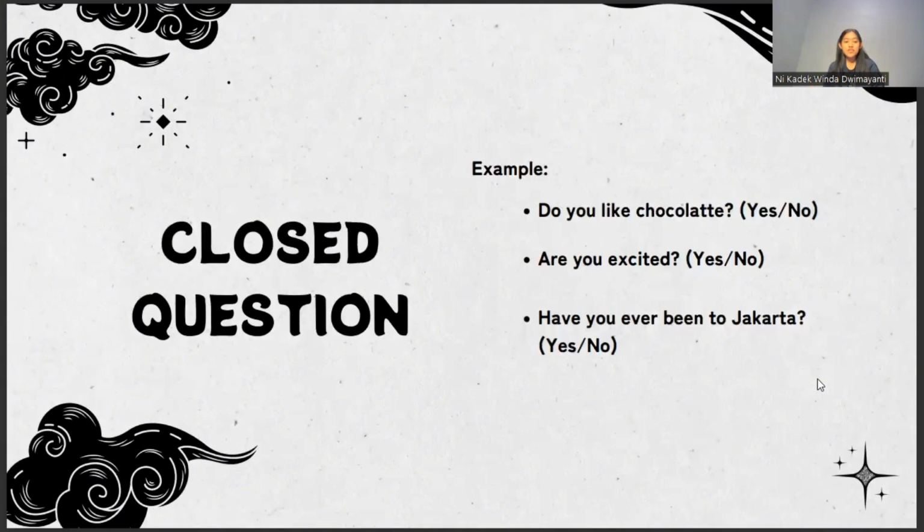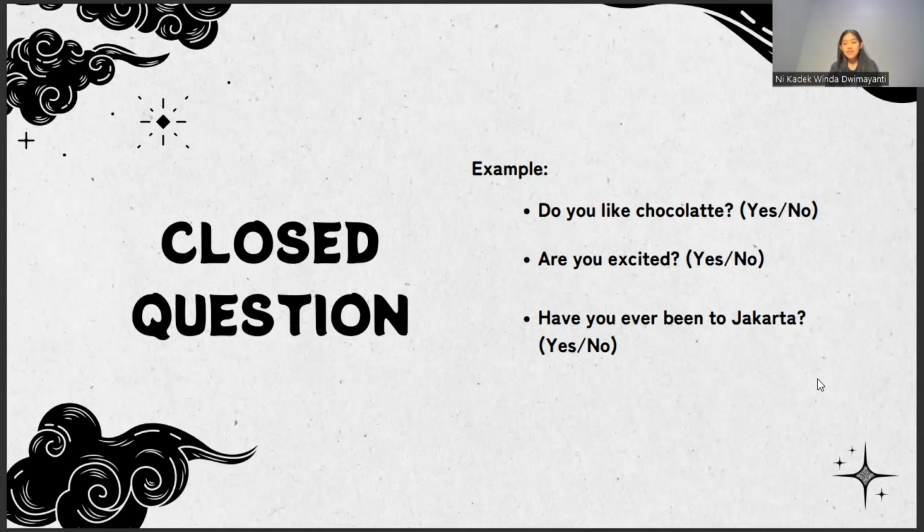Next is closed question sentence. This type of question is answered with yes or no. In a closed question sentence, at the end of the sentence, the tone of voice will rise. It can be said that the closed question uses rising intonation. We can look at the example. Do you like chocolate? Are you excited? Have you ever been to Jakarta?